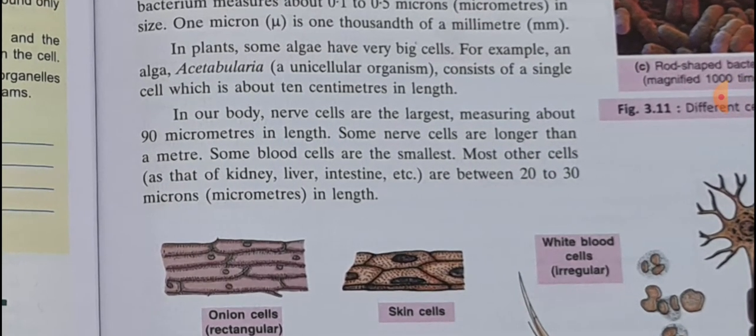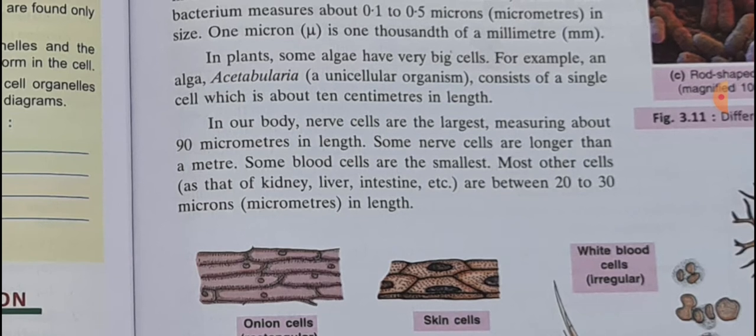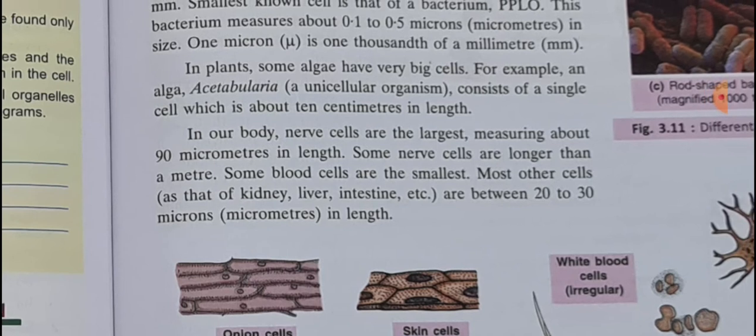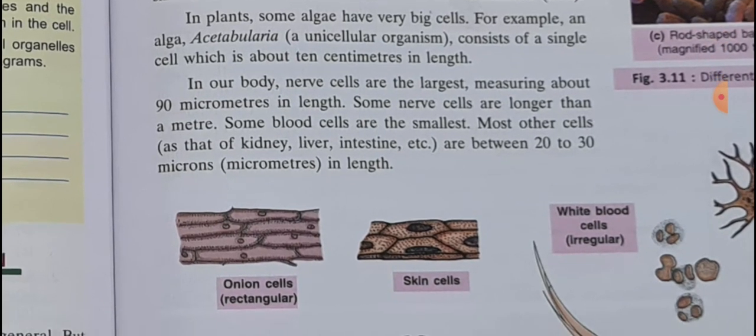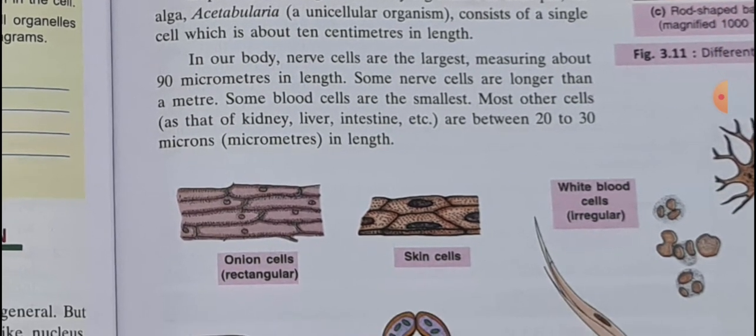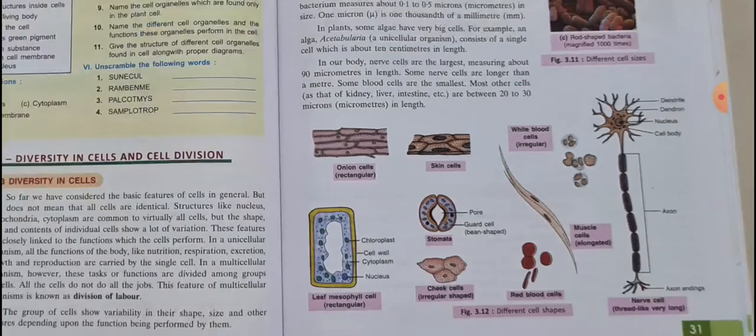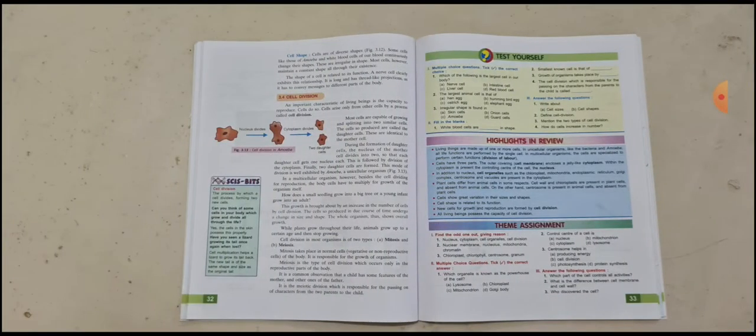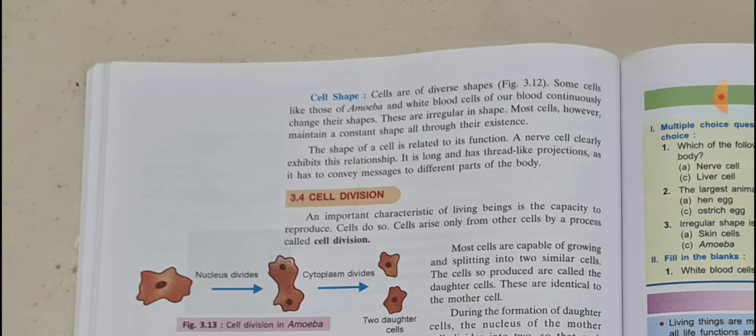In some plants like algae, they are very big cells. In our body, nerve cells are the largest. They can be seen through our naked eyes, whereas blood cells are smallest. They are between 20 to 30 microns in length. So some can be seen through our naked eyes, some have to be seen through the microscope.